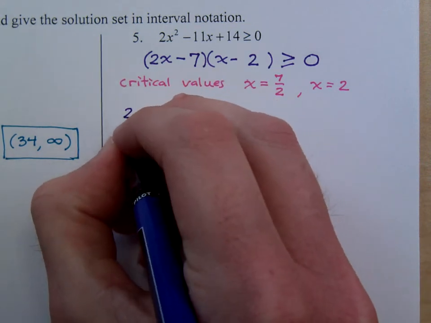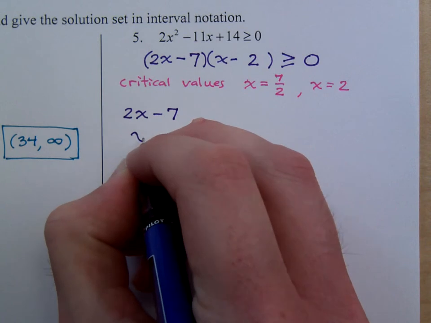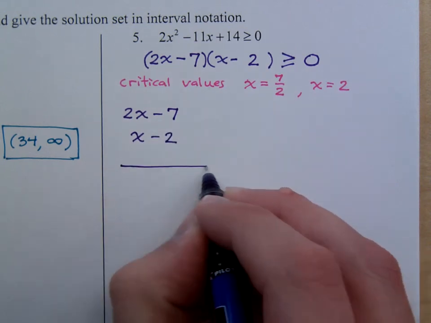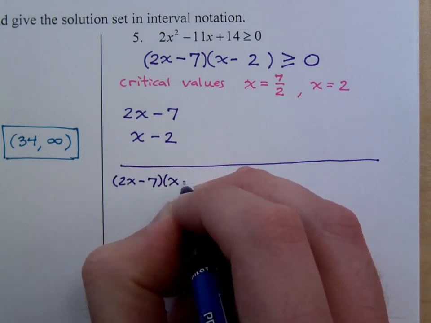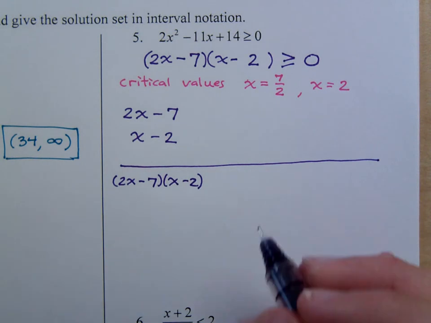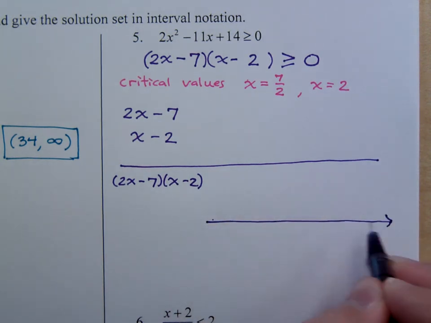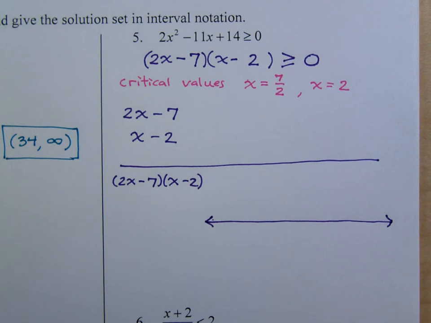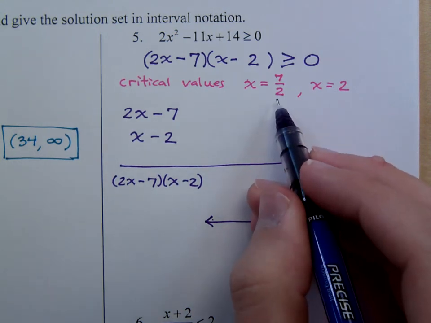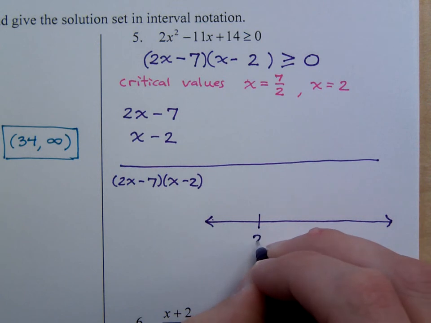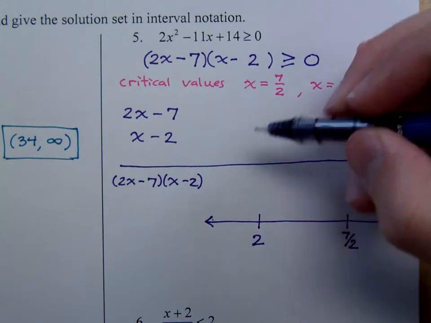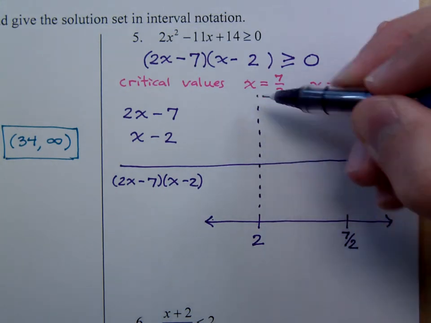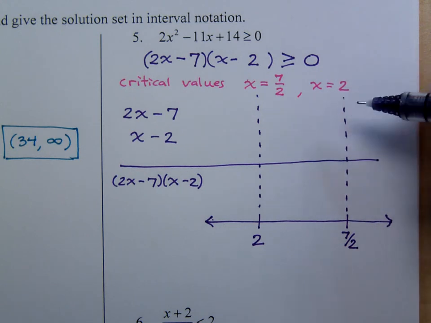Now, this is the way I like to do this. I like to use a sign chart, like this. So I list each of my individual factors, and then I write the expression in its factor form below it. And then I draw my number line with my critical values indicated. Now make sure that you put these in the correct order. 7 halves is really 3.5, so that's larger than 2. So 2 is on the left, 7 halves is on the right. So we create this little chart just like this.